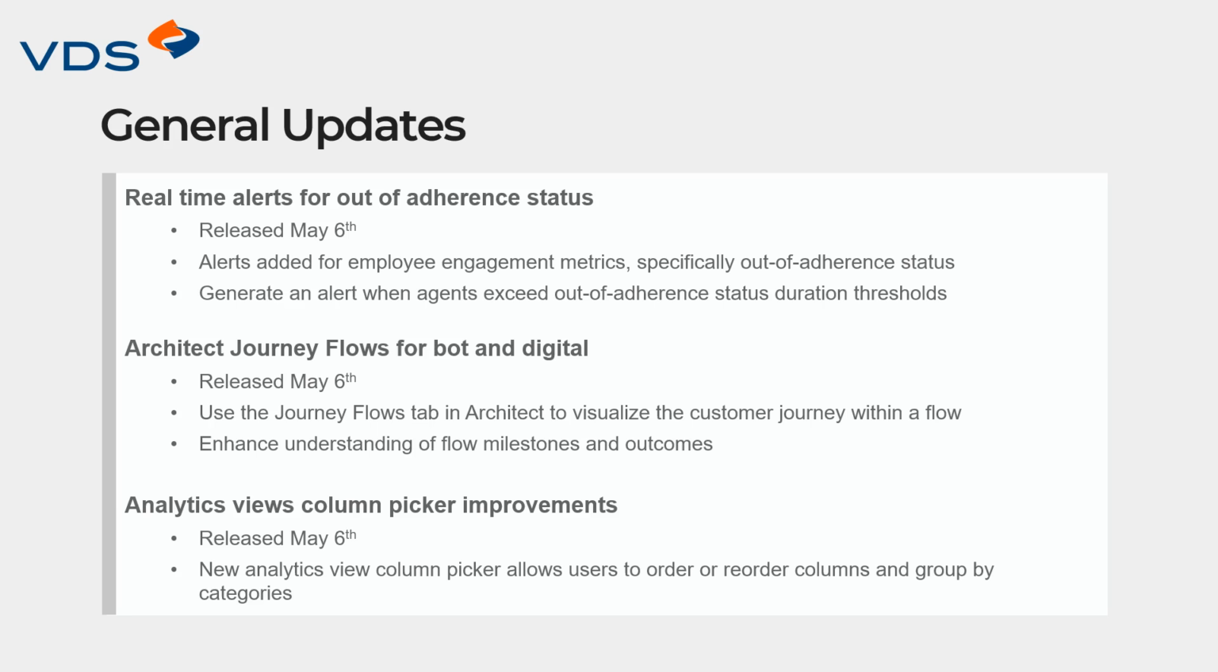Previously, conversation and presence metrics were the only ones available. So it adds another piece there, and this particular one is for out-of-adherence status. So you can set up and generate an alert if an agent exceeds an out-of-adherence status duration threshold during their shift there.